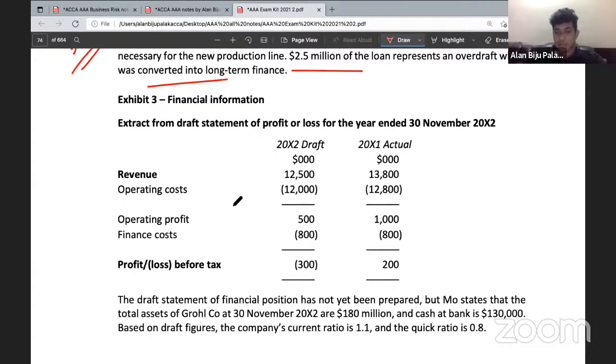The prior year, it was much higher. Operating cost of the company has decreased comparatively. Then the finance cost of the company remains the same, and the profit and loss before tax is converted into a huge amount of loss as compared with the prior year.